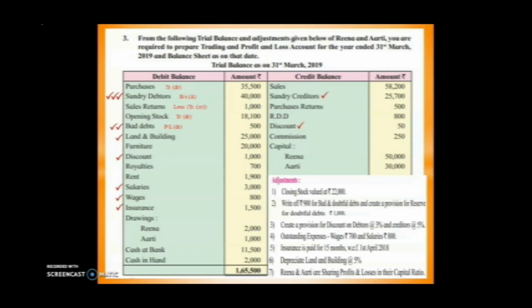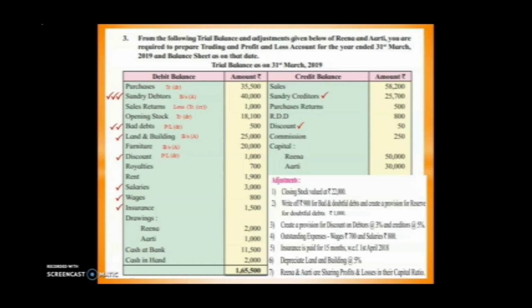The next, land and building. This will be recorded on the asset side of balance sheet and we leave one line because there is one tick here. Furniture will be recorded on the asset side of balance sheet in the outer column as there is no adjustment. Discount will be recorded on the debit side of profit and loss account. We leave a line as there is one tick, one adjustment.